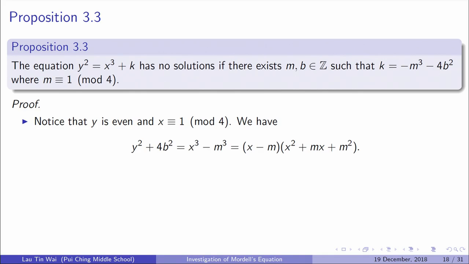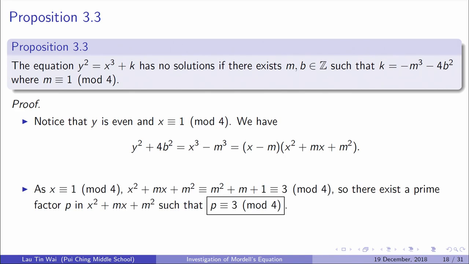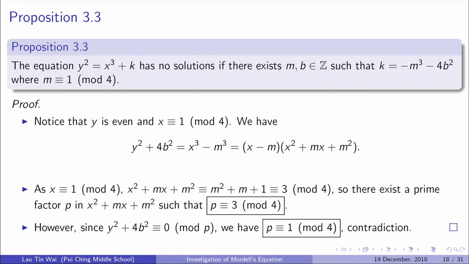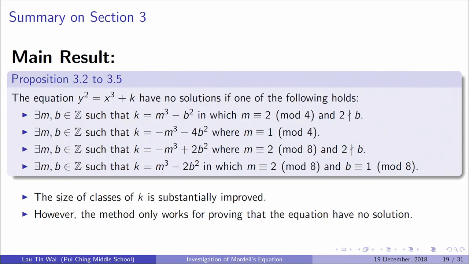So notice that we can write this equation as shown here. And then because x equals 1 mod 4, this will be equal to 3 mod 4. So there exists a prime factor p in here such that p equals 3 mod 4, or else all prime factors are equal to 1 or 2 mod 4, which won't result in 3 mod 4 in general. However, since y squared plus 4b squared equals 0 mod p, then by Lemma 3.1 we have p equal to 1 mod 4, from which we derive a contradiction.